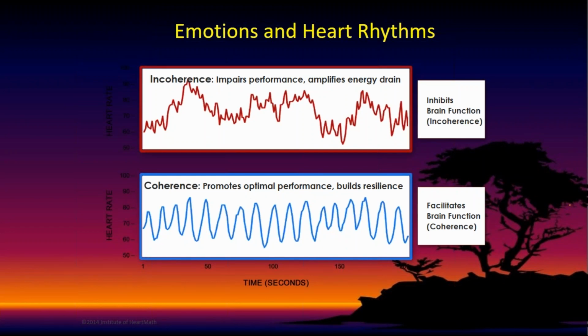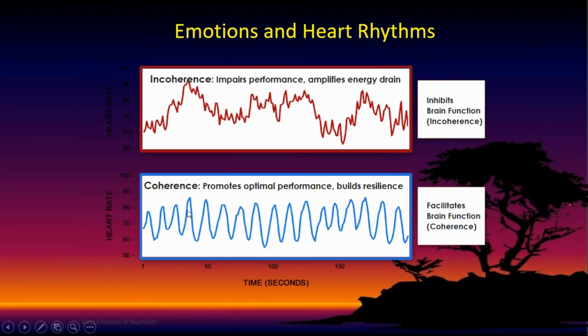So here we have the graph, which I've used in some other presentations, but of course this is from the HeartMath folks, and it's looking at coherence and incoherence, and the importance of the emotions and the heart rhythms together. Just by looking at this visual, we can see a jagged, uneven, imbalanced kind of heart rate variability graph. And this is what HeartMath folks call incoherence. This incoherent graph, we know, is impairing our performance and increasing our energy drain. It's basically inhibiting brain function.